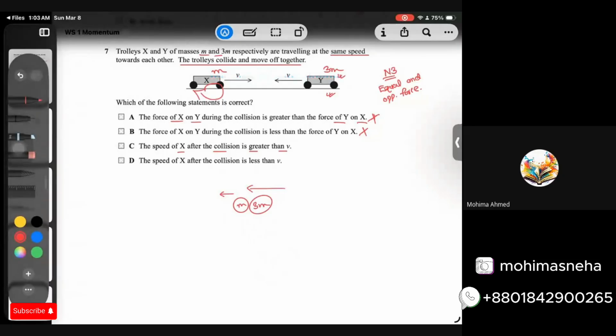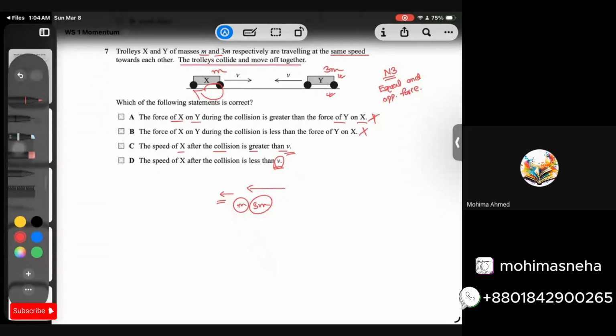Now, they are saying that the speed of X after the collision is greater than v. The speed of X after the collision is less than v. Now, what happens? Again, before collision, your momentum had something, right? After collision also, it needs to balance that. That means obviously the speed of X after the collision should be less than v in this case. Why less than? Because it's reversing its direction. You can see that, right? So your final velocity is always going to be less than whatever you started with.